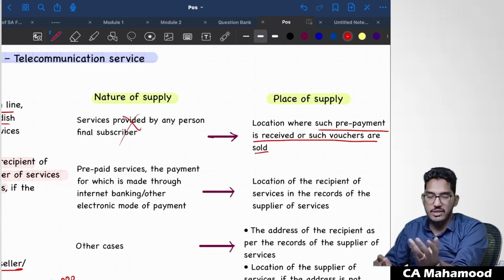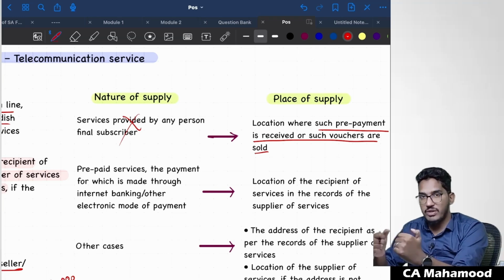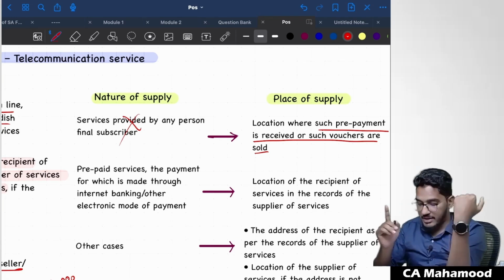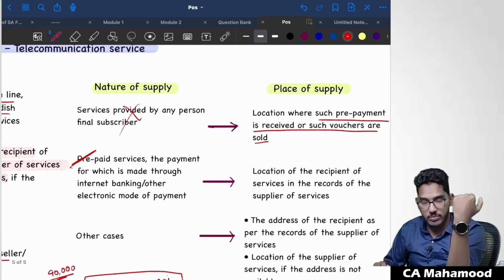But as you know, today these kinds of transactions are not there. Today everything is happening by way of online recharge. Today, are we going to the shop, buying the vouchers, scratching and getting the recharge done? No, we are not doing it. Today we are all doing it by online payments. So then how to determine the place of supply? You need not worry. For this they have given a separate point.